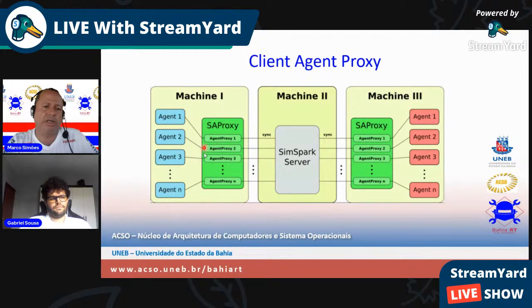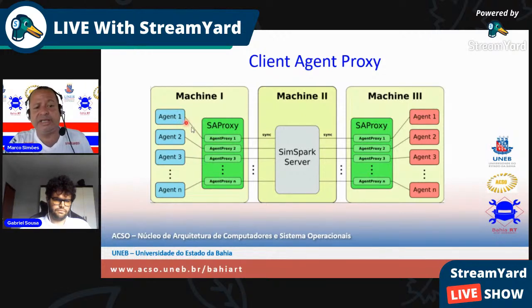So the idea is that you can run a client proxy on each machine. Here is almost the same environment you use during a competition. Here you have 3 computers: one computer running all agents from one team, a second computer running the simulator, the SimSpark server and the RCSS server 3D, and a third computer running the 11 agents of the second team. On each of the client machines, we run one instance of the client agent proxy. What does this proxy do? The agents do not connect directly to the server in machine 2. They connect in localhost to the proxy using the same port, 3100. And the proxy has one thread for each agent, and it sends the message that the agent sent to the server, and receives the message from the server and delivers it to the agent.